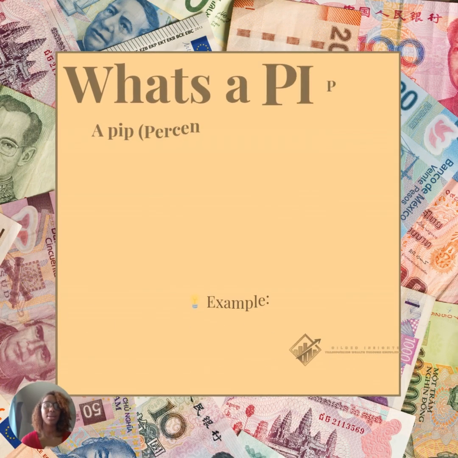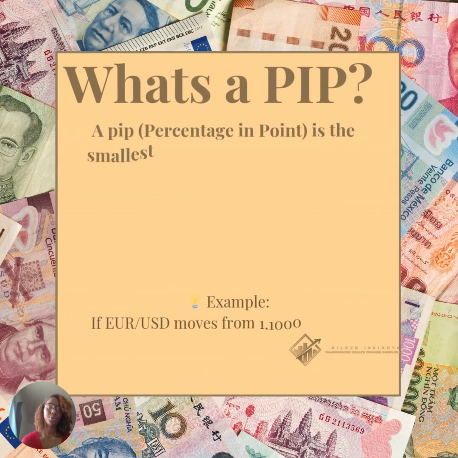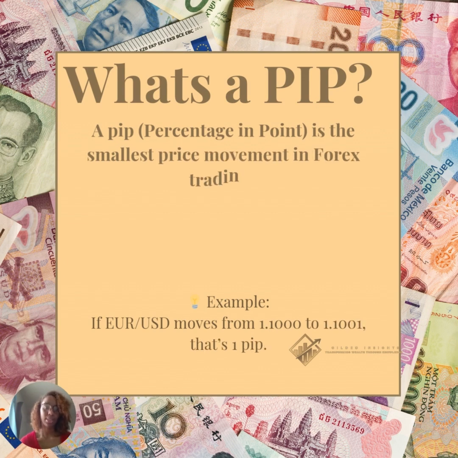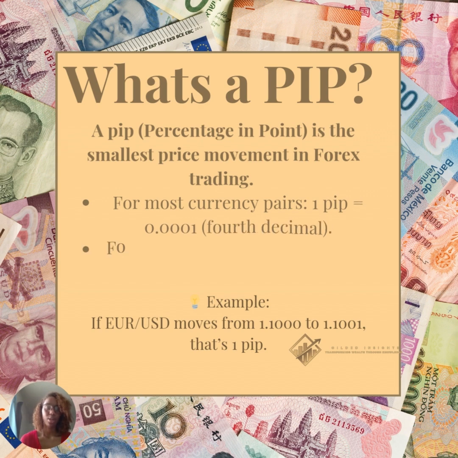So, what is a pip? A pip stands for percentage in point, and it is the smallest price movement in Forex trading. For most currency pairs, one pip is equal to the fourth number to the right of the decimal. If you shift your eyes to this number, 0.0001, the fourth number right of the decimal is where your pip is going to be.